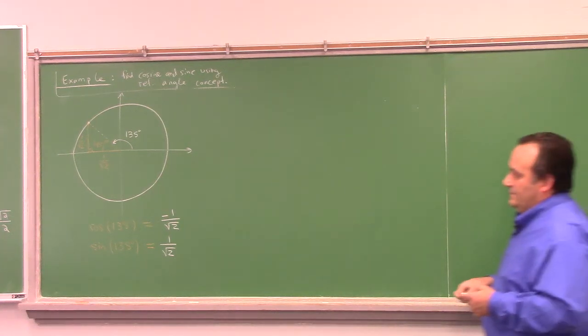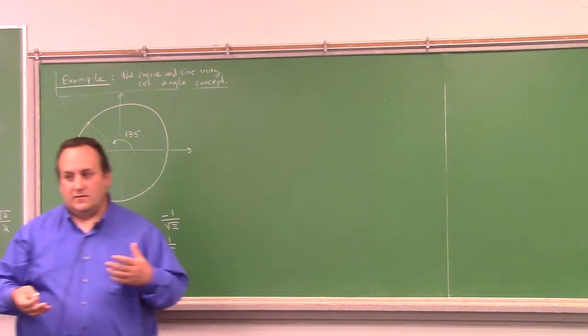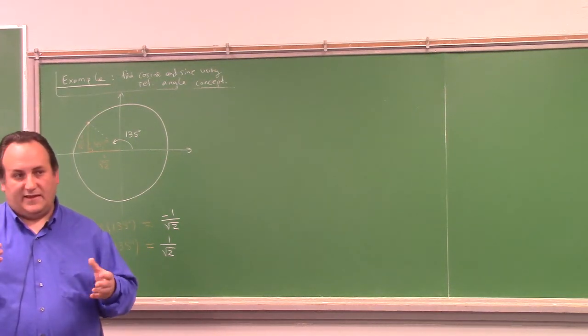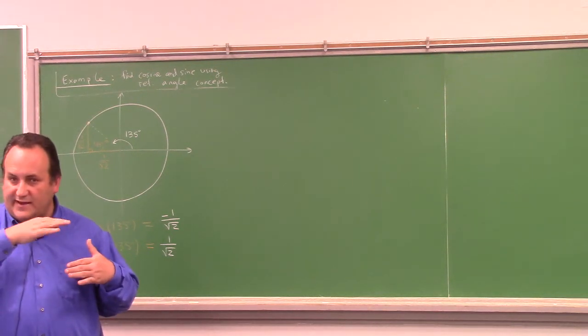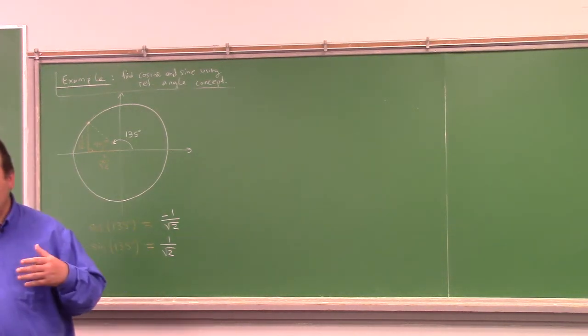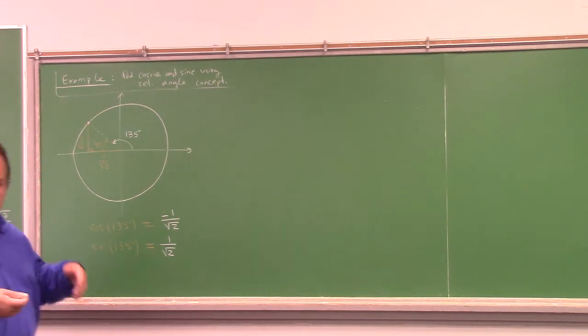So I use this idea a lot in physics. If I want to figure out the coordinates of a point, if I can figure out an acute angle relative to an axis, I can go from there using my knowledge of right angle trigonometry. Let me show you another example.